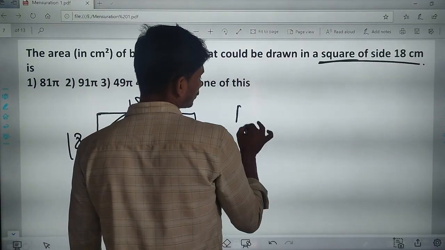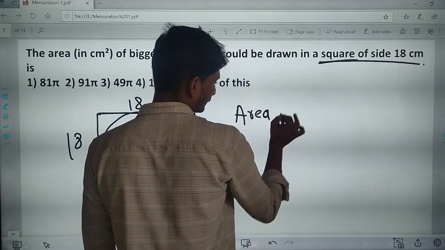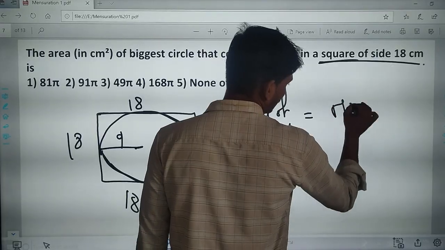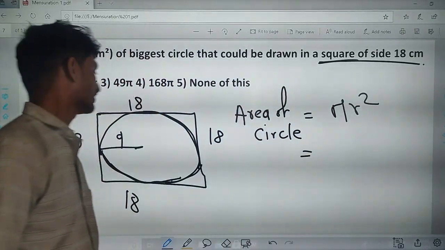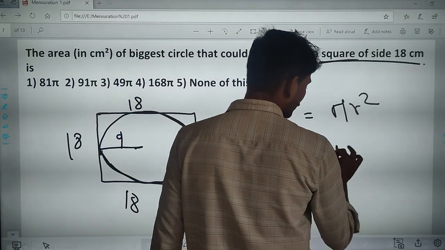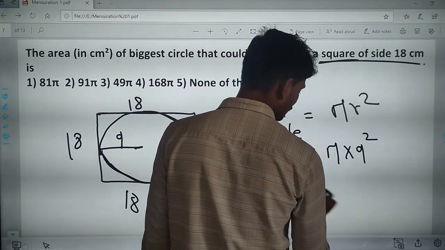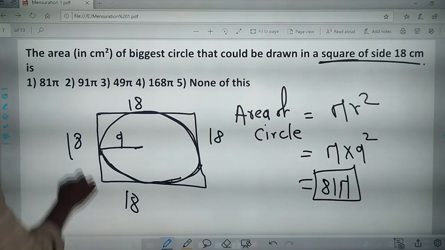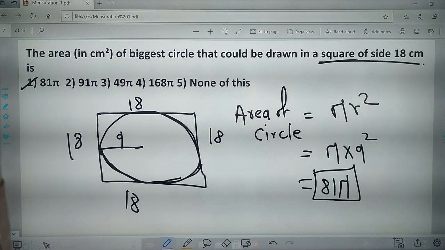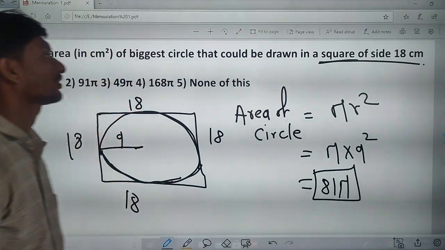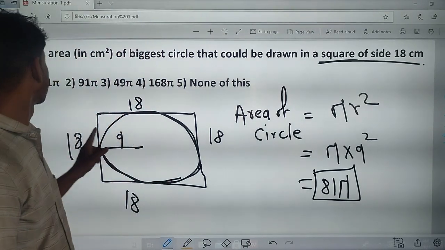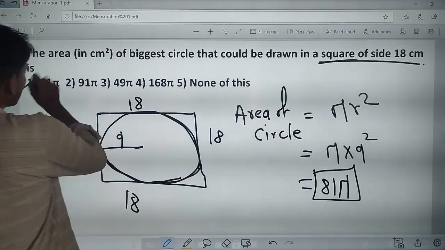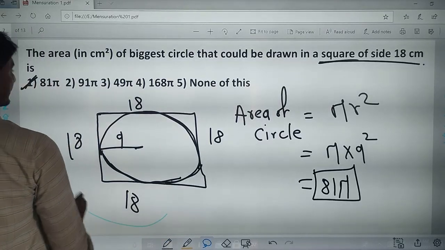Now area of circle is equal to pi r square. Then your radius is 9. Then pi into 9 square. 9 square is equal to 81. So 81 pi is your answer. The area of the biggest circle that can be drawn in the square of side 18 centimeter is 81 pi. This is your answer. Now next.